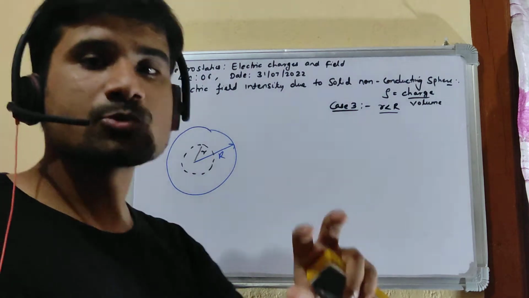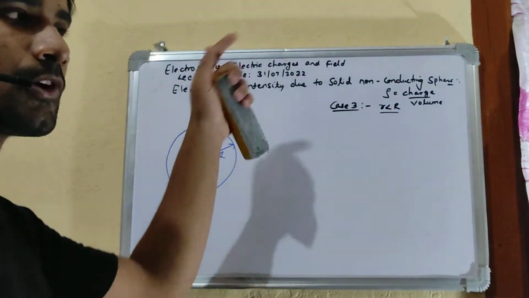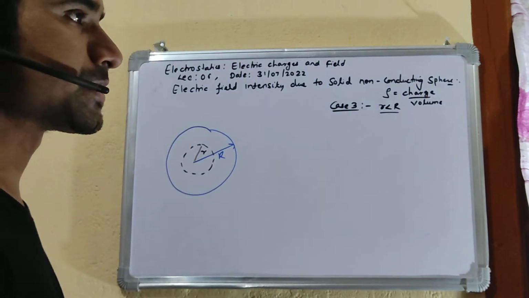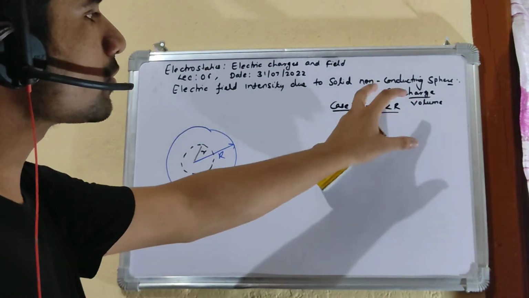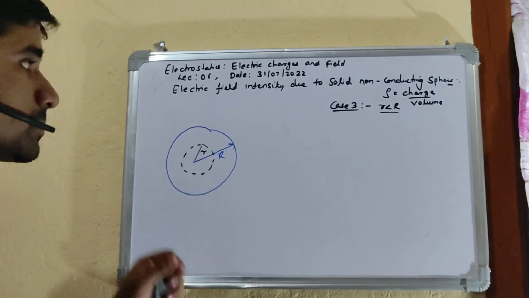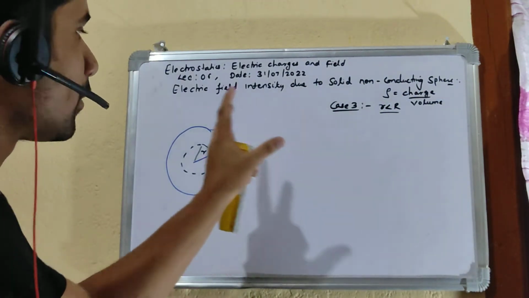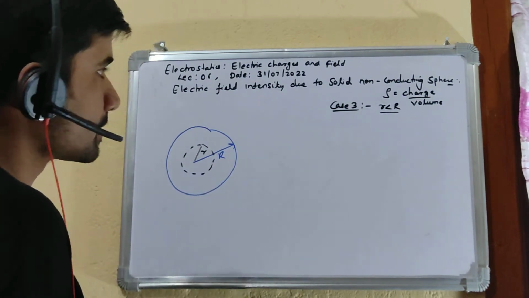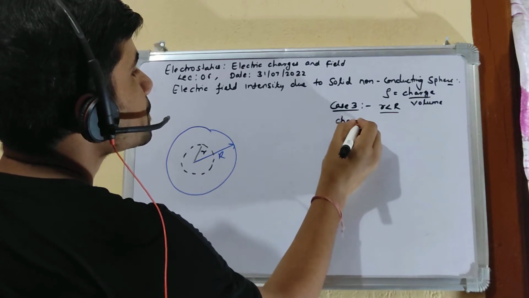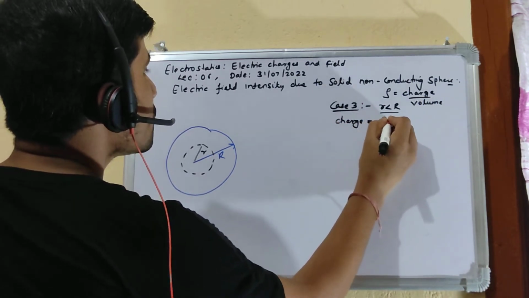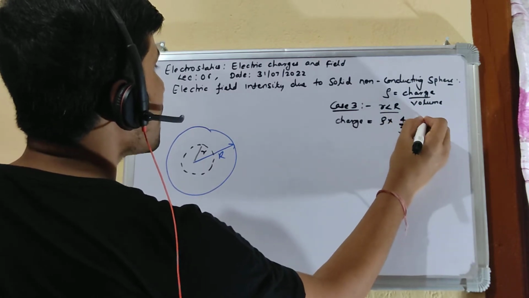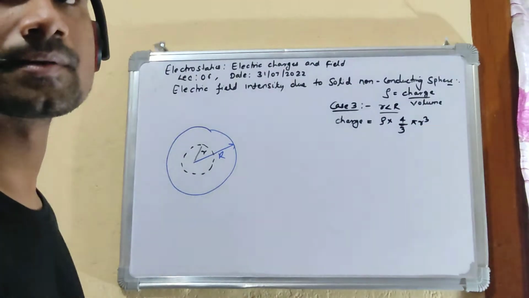Now the charge enclosed by this Gaussian surface will differ from what we calculated in the other cases, right? So what is the charge enclosed by this Gaussian surface? You know charge is equal to charge density into volume, right? So volume is changing here, isn't it? Volume is changing here. So charge enclosed will be rho into, what is the volume? 4 by 3 pi r cube. Clear?